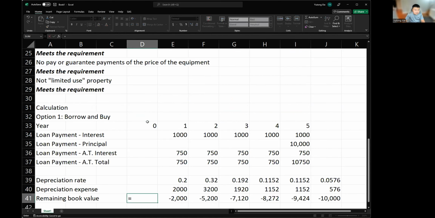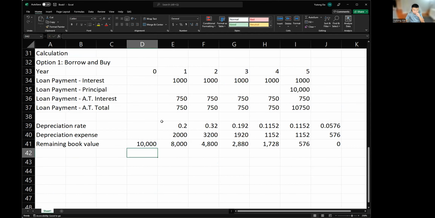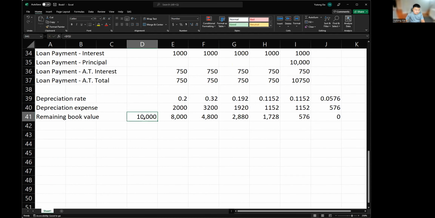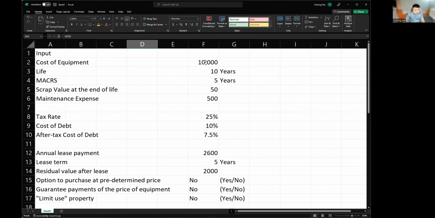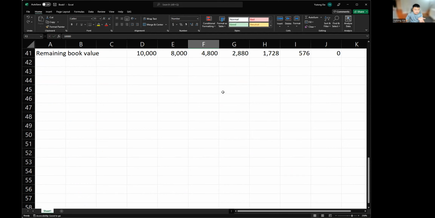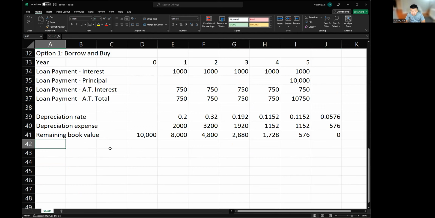So I'm just going to say this is going to be equal to the cost of equipment, and I put dollar signs around it. So that, in a 5-year lease model, whenever I change this, this will also change. For example, if the cost of equipment is $3 million, you're going to see these are also changing. You have different numbers. If it's just $10,000, it's like this. Okay, so that's the remaining book value. We just eliminate that.